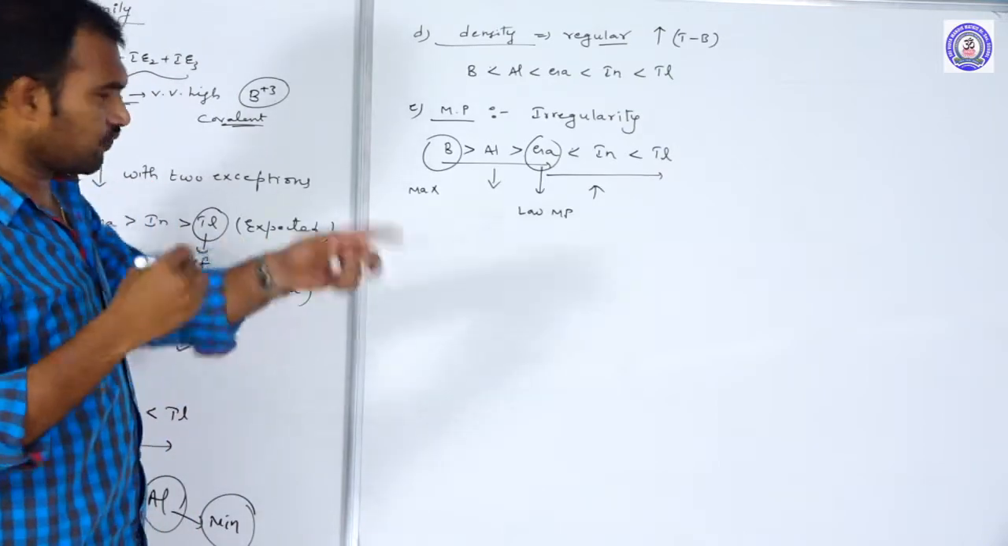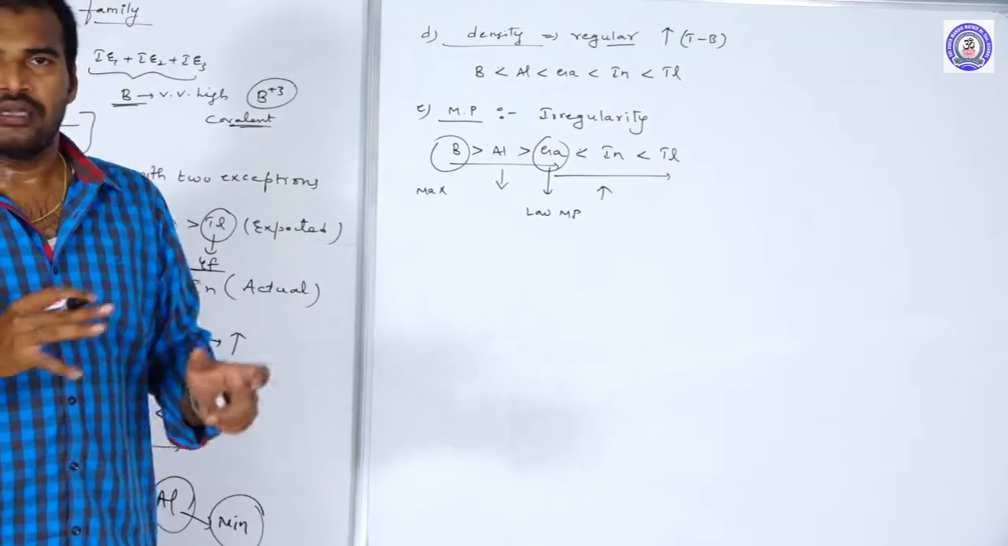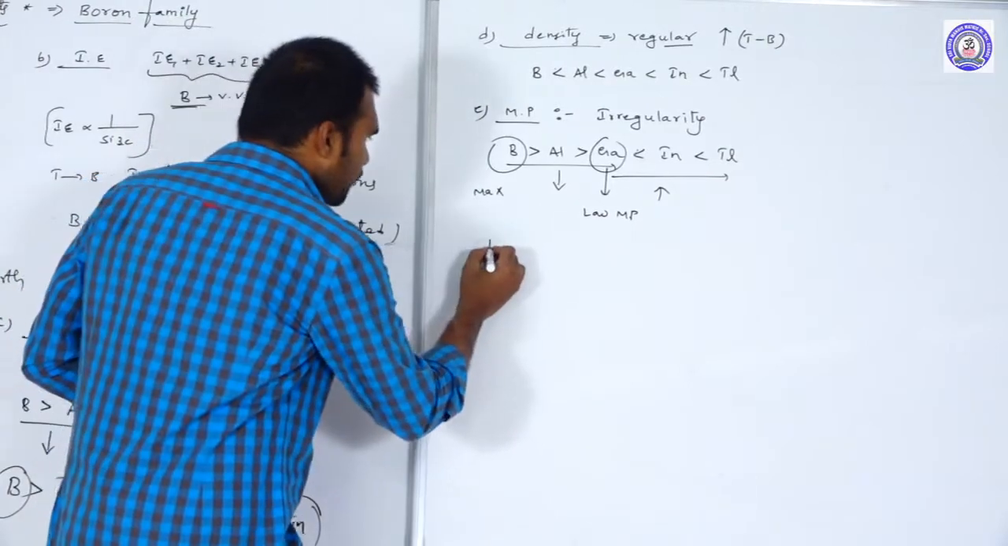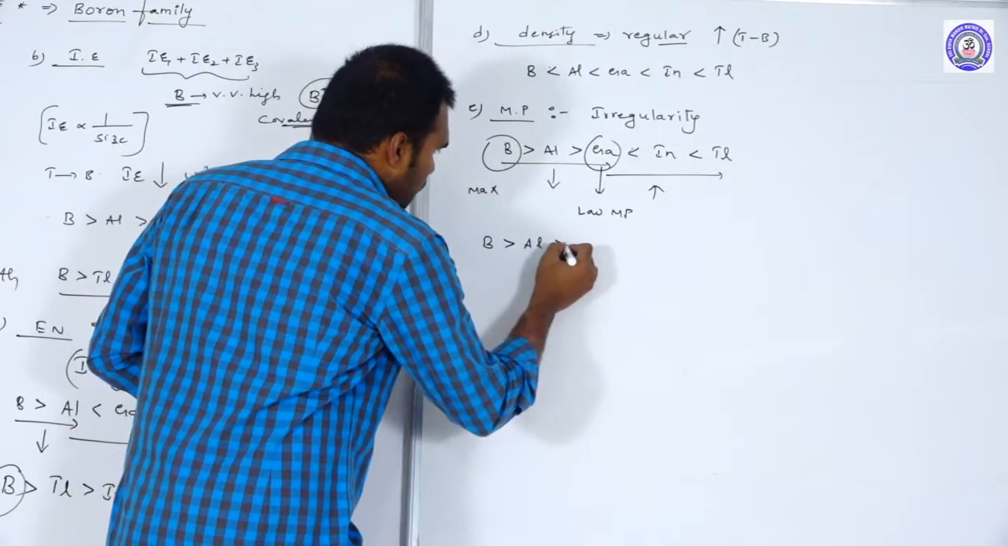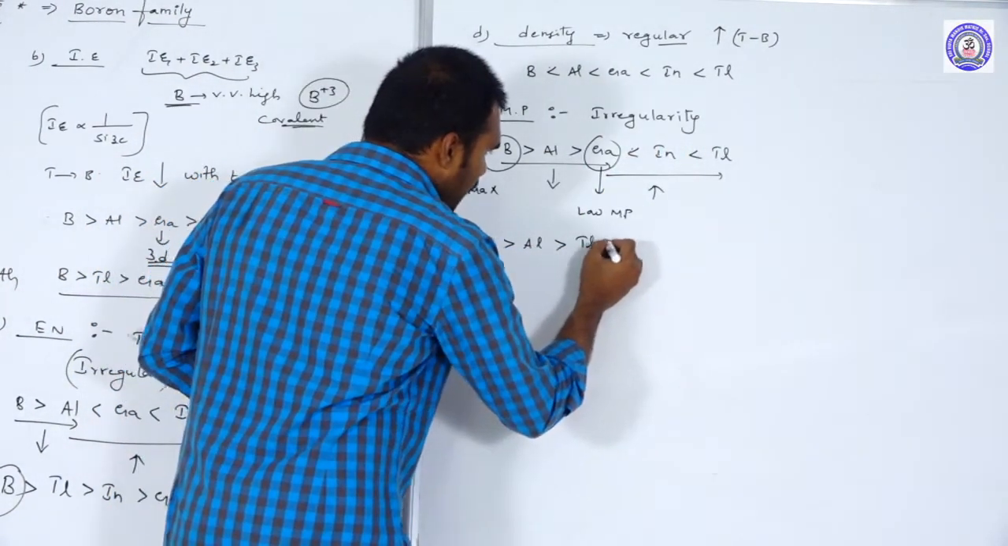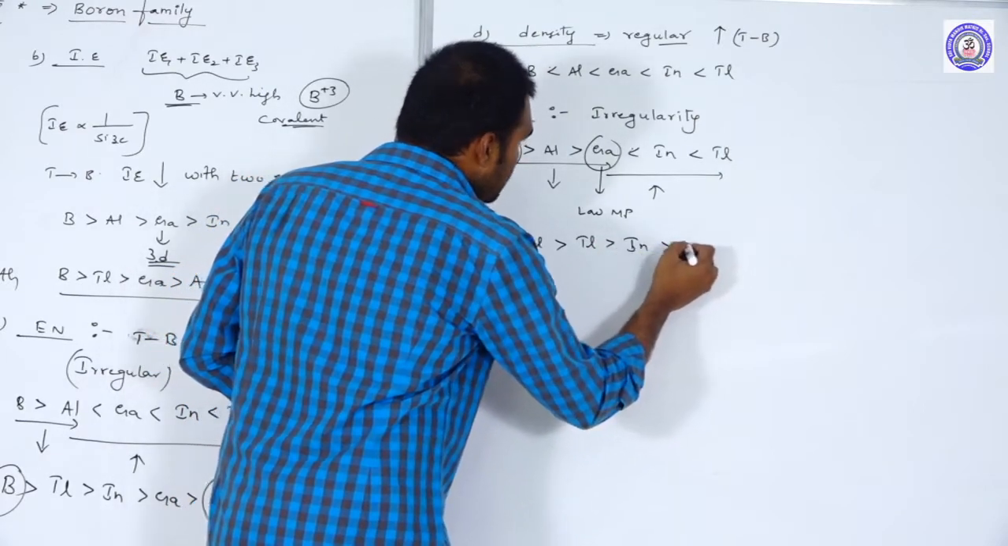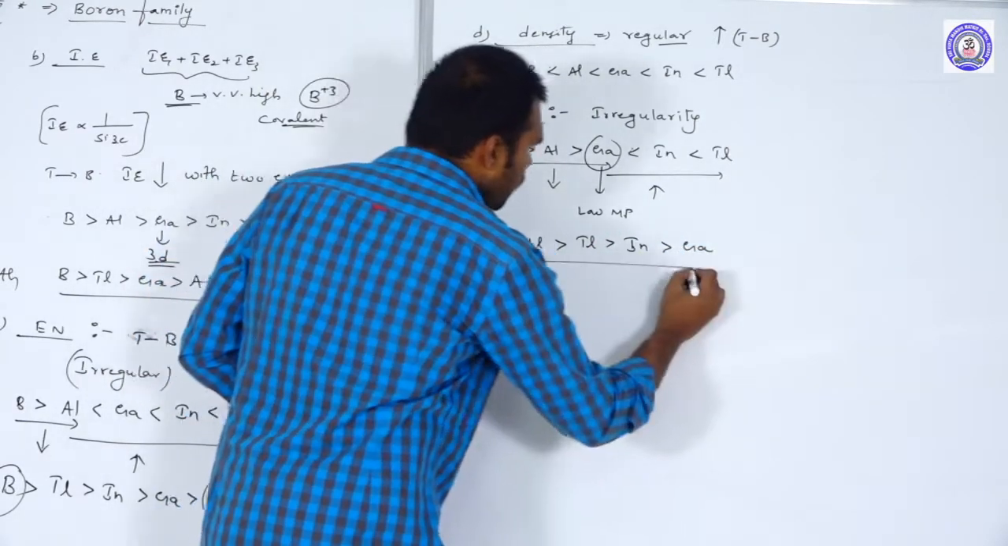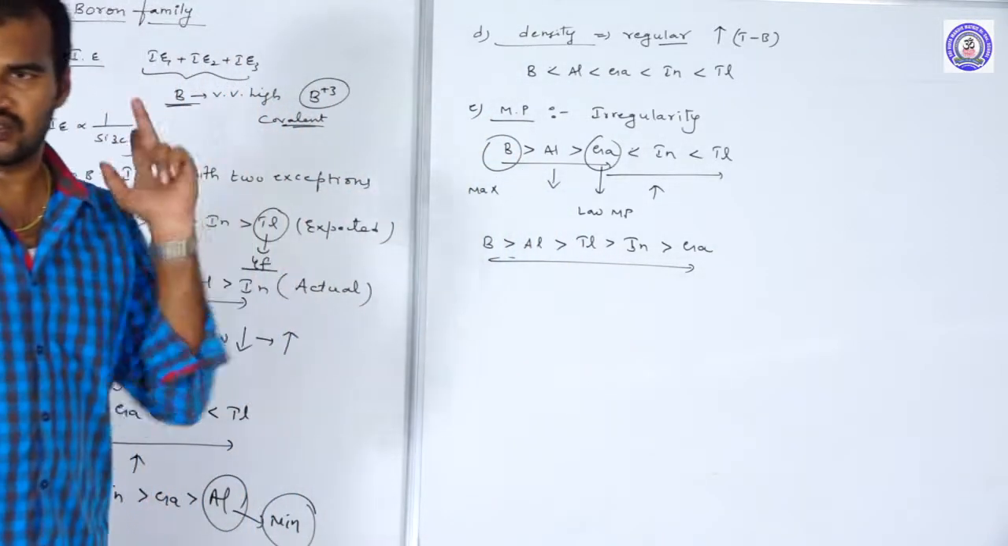So if they ask you to arrange the following in decreasing order of melting points, how will you write? First boron, next aluminium, after aluminium thallium, after thallium indium, and the least one is gallium. So this is the order of melting points.